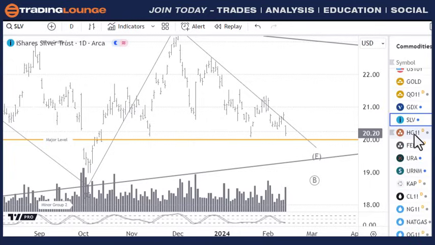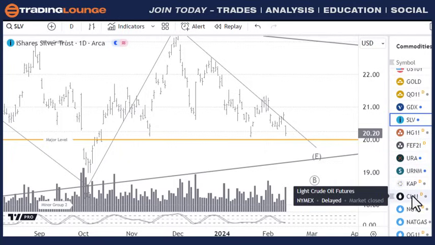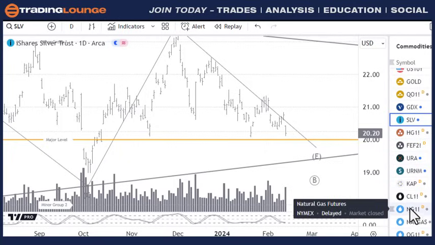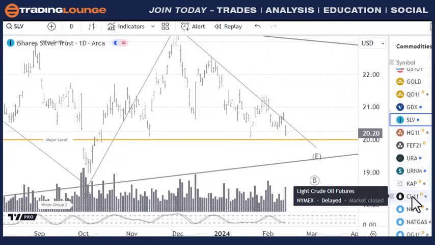And then we've got copper, iron ore, and uranium here. So we're going to have a look at those now. Then we'll look at crude oil and natural gas, which is falling out of bed, and crude oil will be pushing up in line with the dollar.